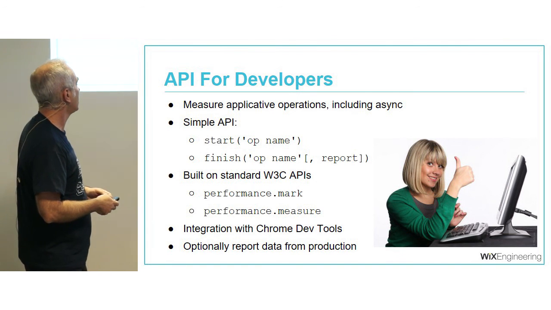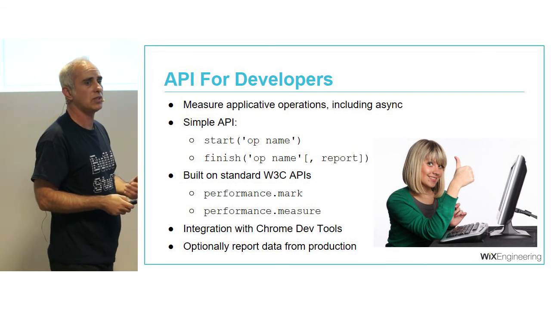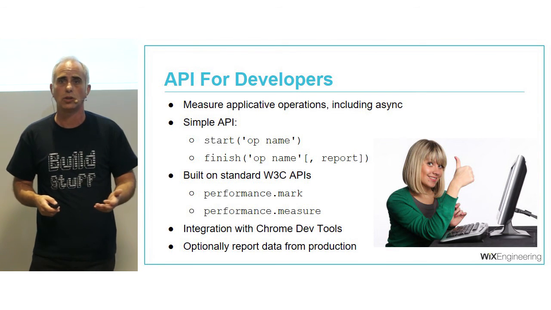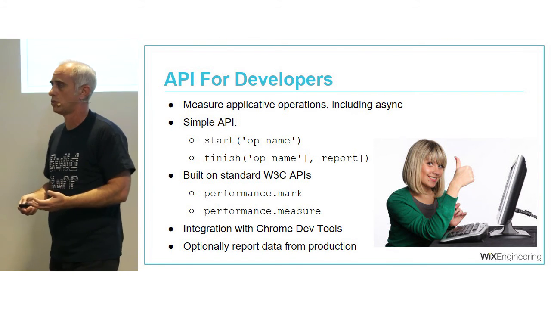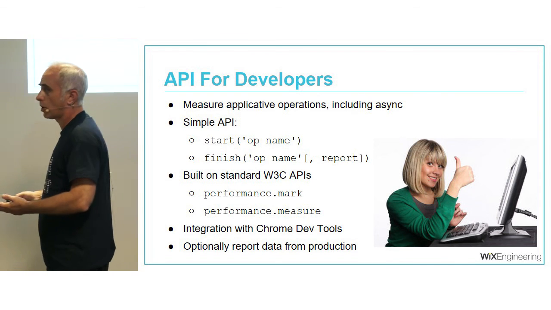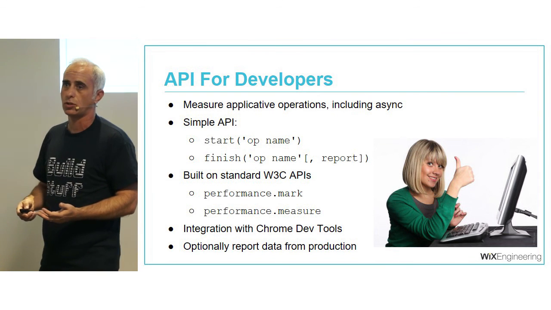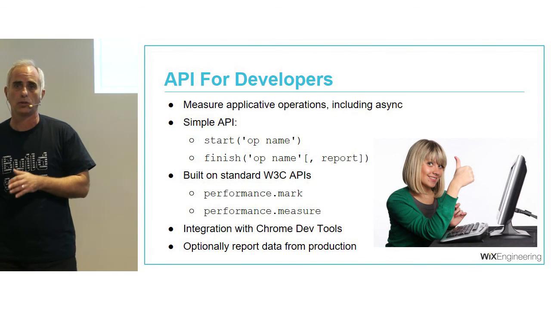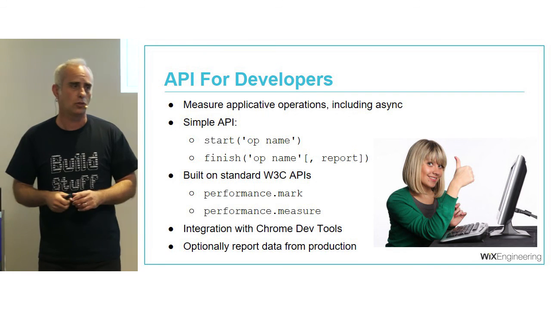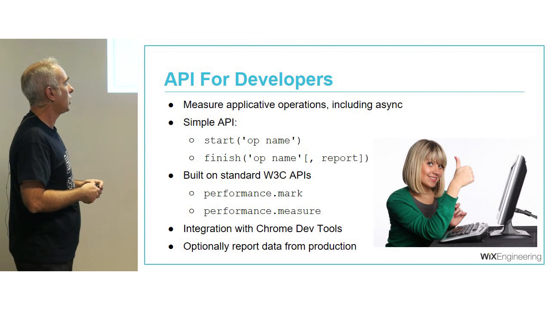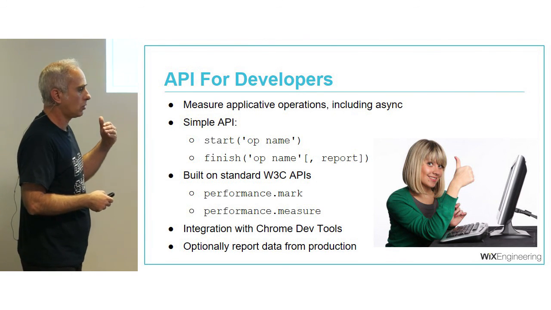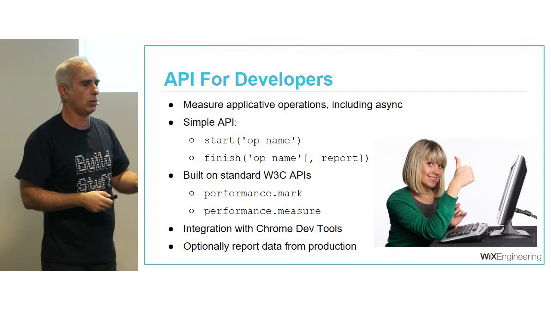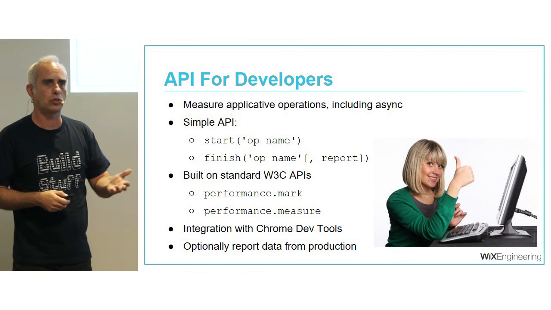Now this is in fact implemented on top of a W3C standard API that's currently implemented by the majority of browsers, which is the Performance Mark API and Performance Measure API. I don't know if you're familiar with these APIs. They're standard. They're implemented in Chrome, Firefox, the latest versions of Safari, and so forth. They were created specifically to enable developers to measure operations.